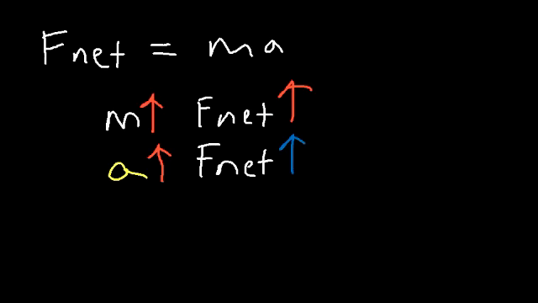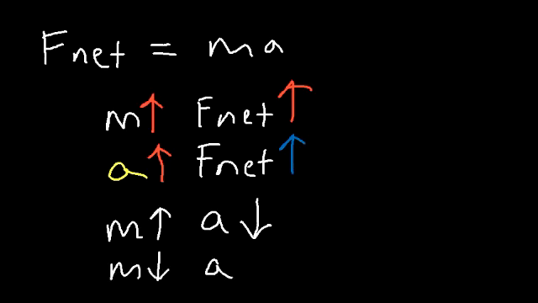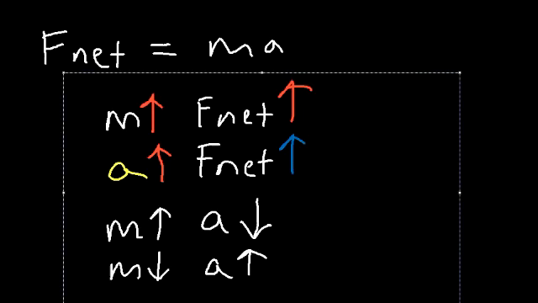Now what if we keep the net force constant? What is the relationship between the mass and the acceleration? If you increase the mass, the acceleration will decrease, provided the force remains the same. If you decrease the mass, the acceleration will increase under constant force conditions. Now let's put some numbers to it. If you double the mass while keeping the acceleration constant, what effect will it have on the force? By what factor will the force increase?